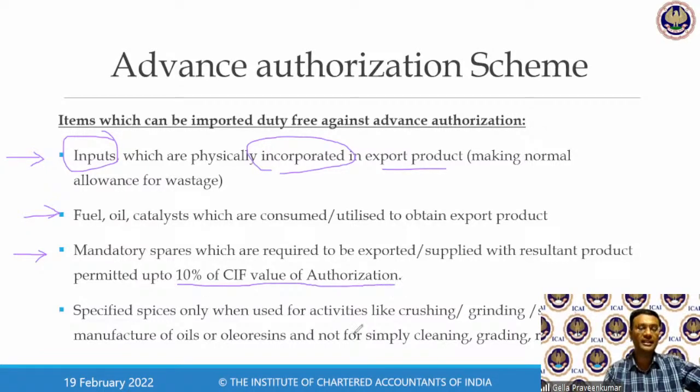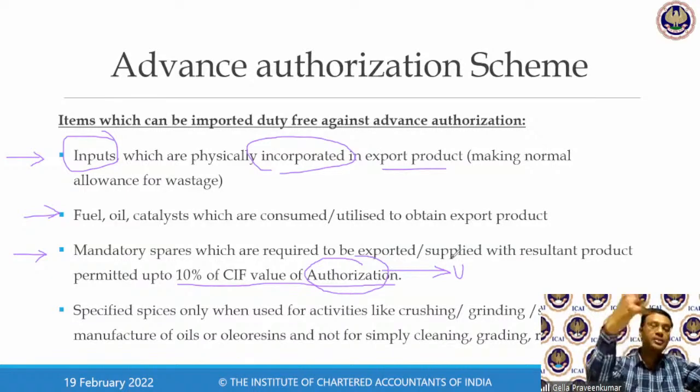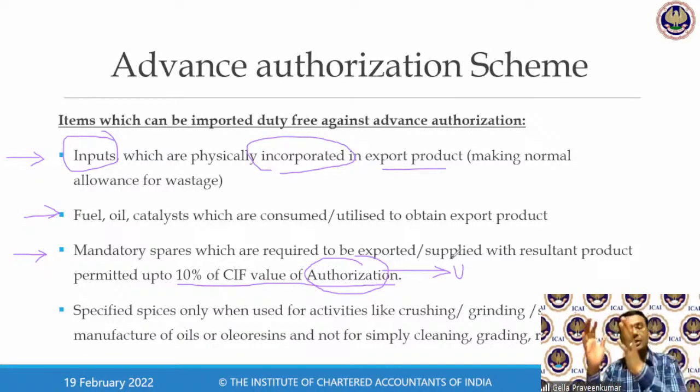CAF value of authorization. Now, I have an authorization which has a value. When I give inputs to the officer concerned, I say, sir, I'm going to import 2.5 crore worth of material, which is called CAF. On 2.5 crore, 10% happens to be 25 lakhs.